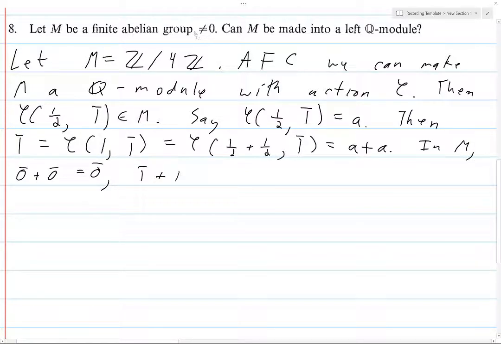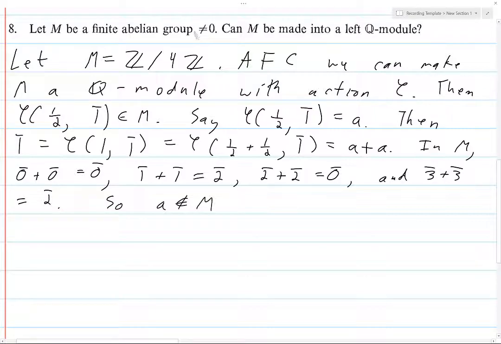Let's just go through and see what happens. 1 plus 1 equals 2. 2 plus 2 equals 0. And 3 plus 3 is 2. So A cannot be in M, because there is no element in M such that if you add it to itself, it becomes 1. Hence, this is a contradiction.